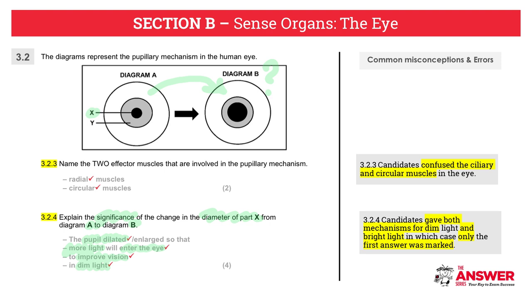It improves the vision. So candidates gave both mechanisms for dim light and bright light, in the case of which a marker was instructed to mark only the first answer. Because candidates did not understand what the question was asking them, they just basically blurted out the whole pupillary mechanism. And if unfortunately they started with what happens in bright light circumstances, they would have lost those 4 marks, because this picture here from diagram A to diagram B is showing us what happens in dim light conditions. We know this because the pupil is dilating, it's enlarging.